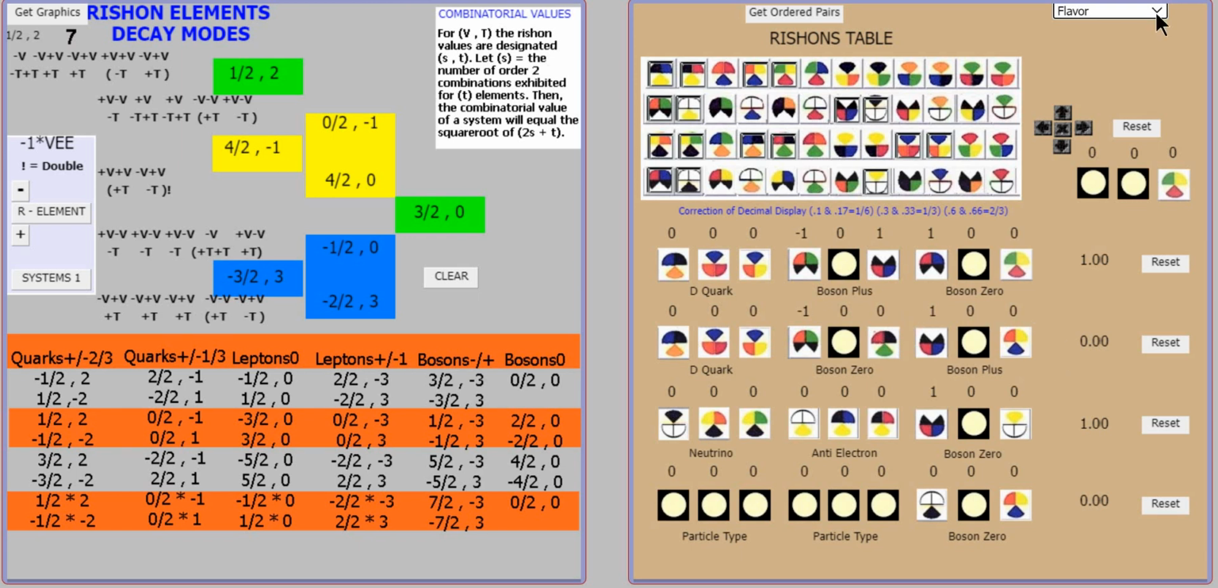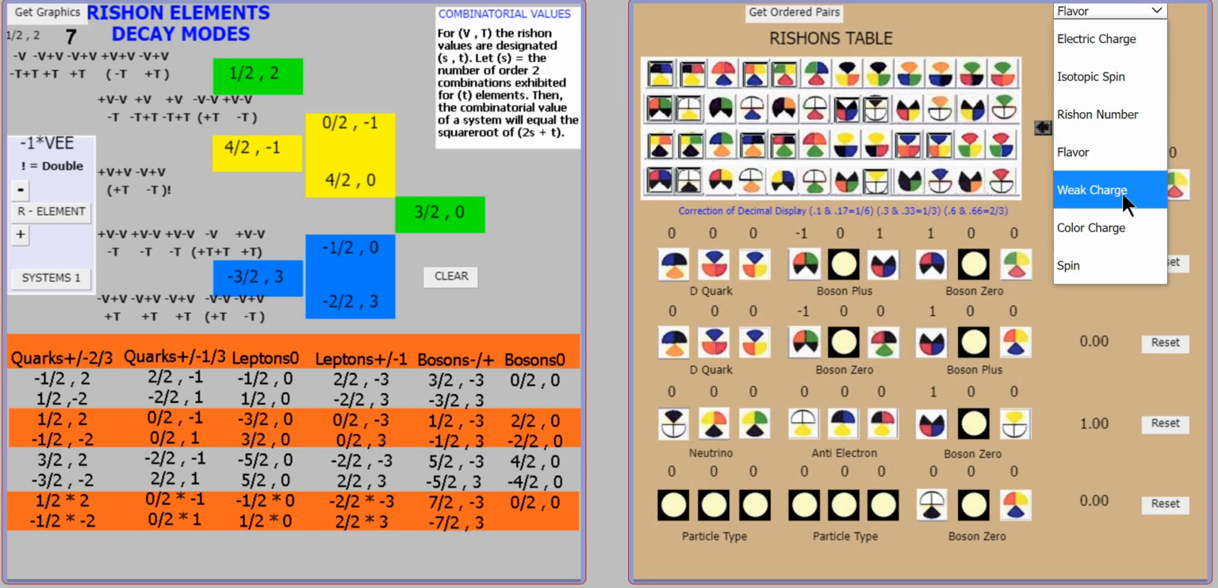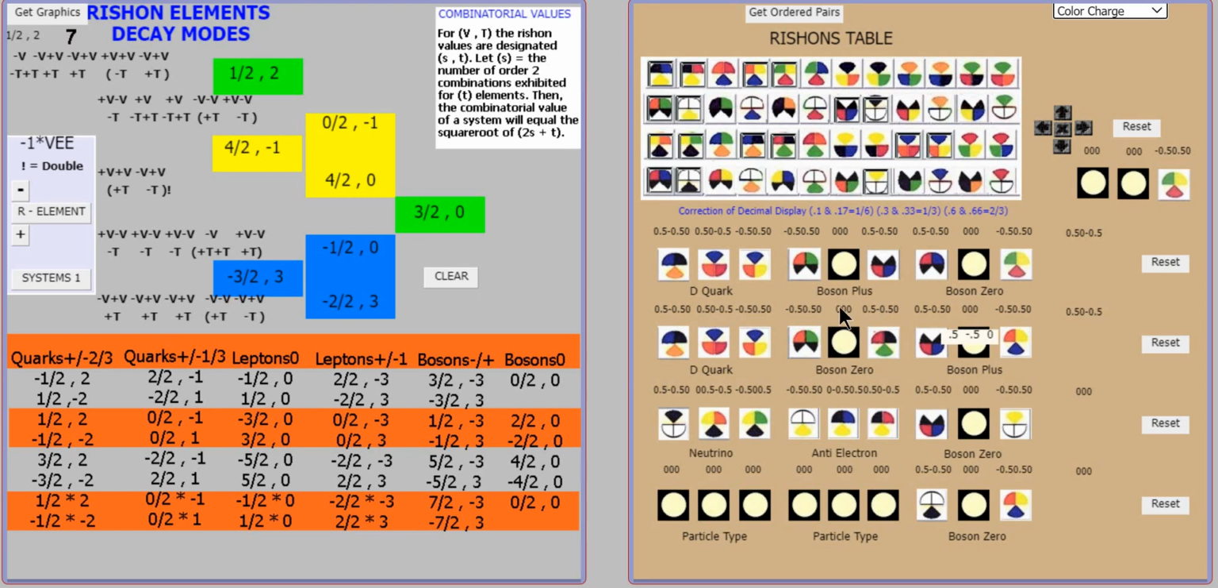Last but not least, a quick look at the color charge, and we'll see that the color charge is given as before by the T quark, and the purple Rishon negating the yellow Rishon leaves a color charge of red for the T quark, and therefore for the B quark.